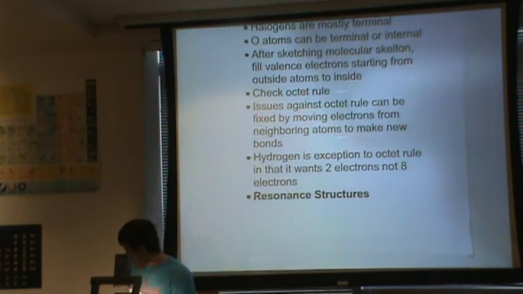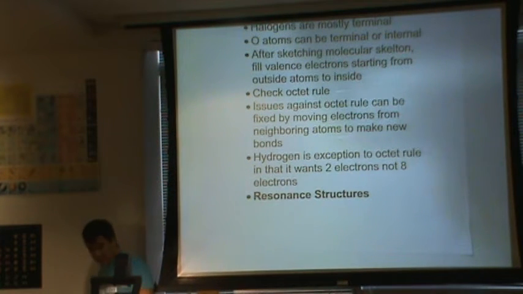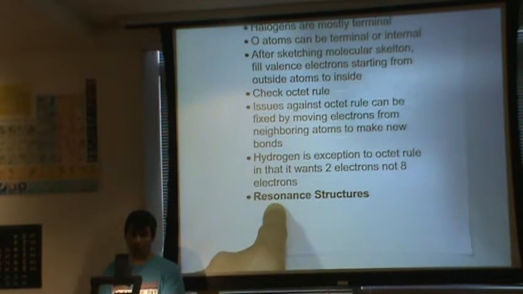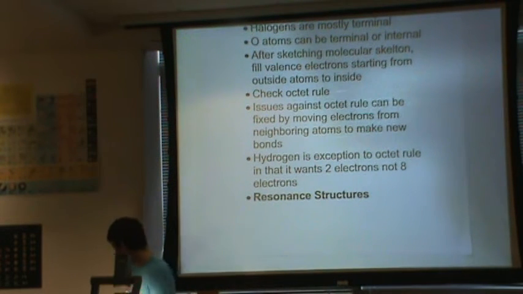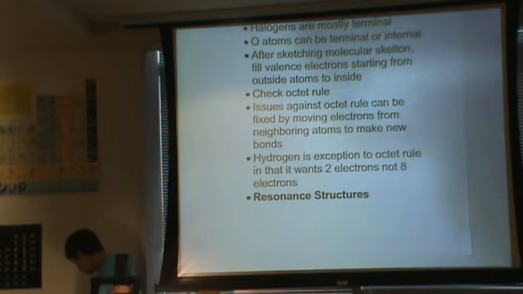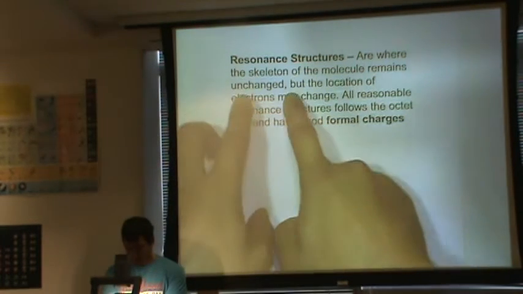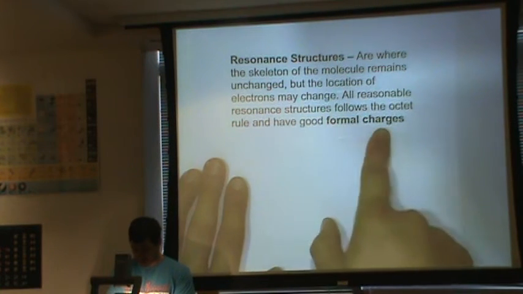And then finally, we have resonance structures. For those who are continuing on to organic chemistry, I cannot stress this enough. This is really important. There are many organic structures that present themselves with resonance structures. And so a resonance structure is formed where the skeleton of the molecule remains unchanged, meaning the placement of where the atoms are in the molecule doesn't move, but the locations of the electrons may change. All reasonable resonance structures follow the octet rule and have good formal charges.